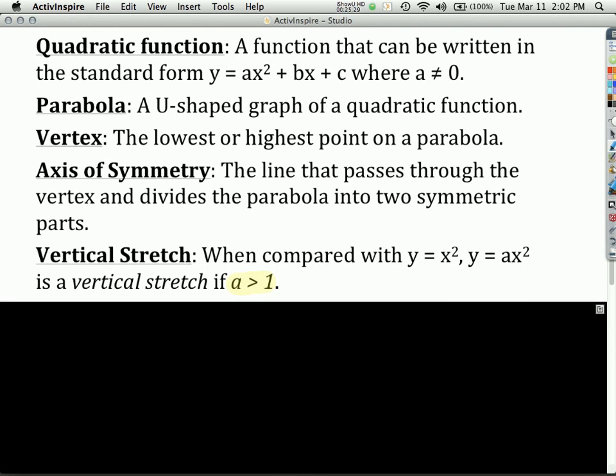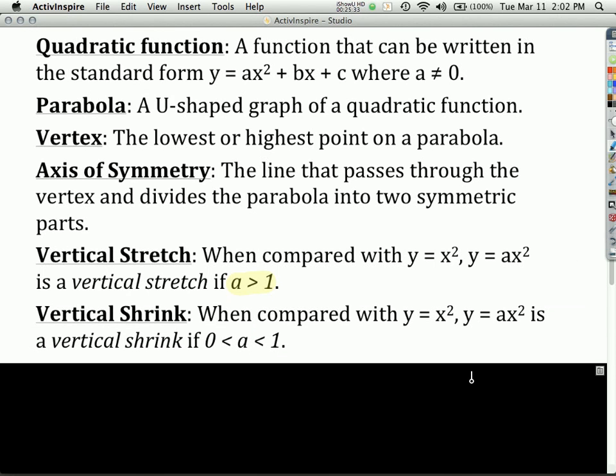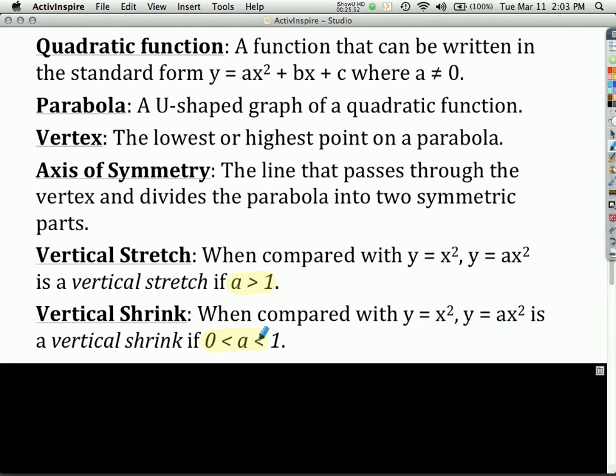It gets confusing because there's something else, and it's called a vertical shrink. Eventually, you will be quizzed and tested on it, and you will have to know the difference between a vertical stretch and a vertical shrink. But it's going to take you a few days for it to sink in. So you need it copied down. A vertical shrink is when a is between 0 and 1.